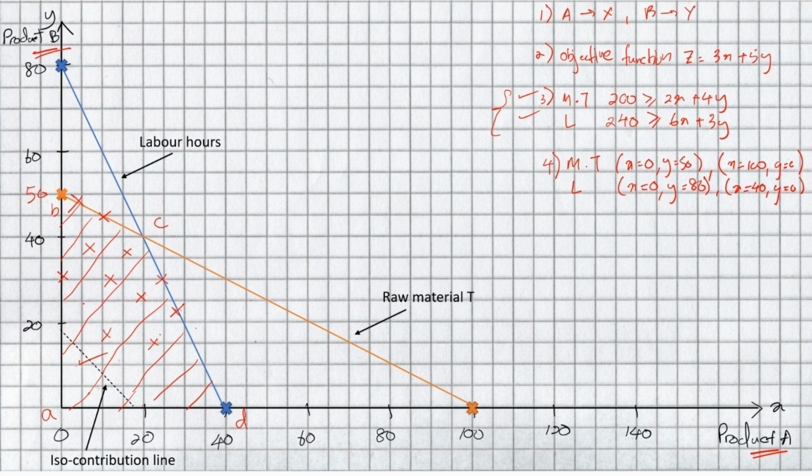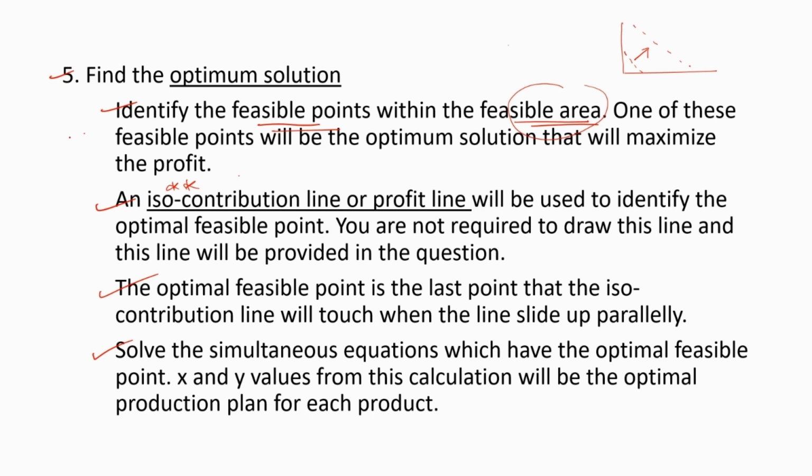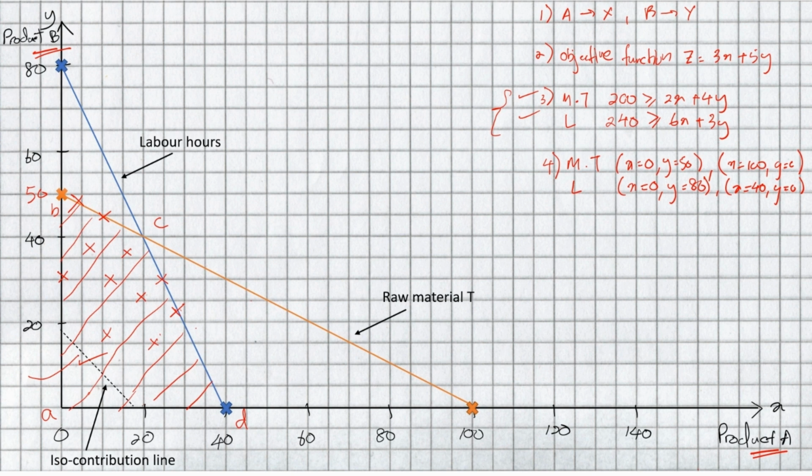Now let's go back to the final step. Now we know what is a feasible point and feasible area, so the optimum solution that will maximize the contribution for the company will be within the feasible region. We already know the iso-contribution line. Now using the iso-contribution line, we are going to find the optimum solution or the optimal feasible point. The optimal feasible point is the last point that the iso-contribution line will touch when the line slides up parallelly. This is the iso-contribution line.